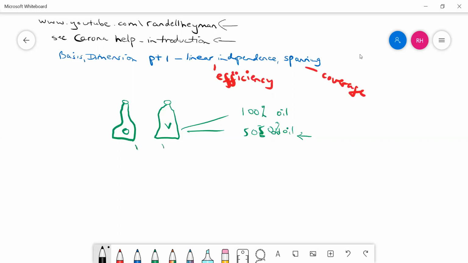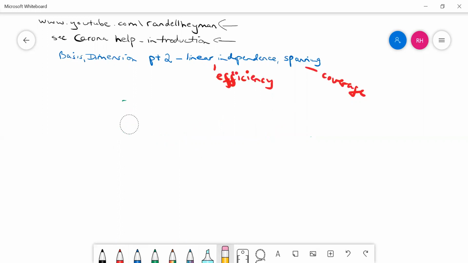So this is now, let's rub this bit out. I've already done one on part 1 of basis and dimension, and in part 1, I used these bottles of salad dressing to explain the idea, but now I want to talk about it in a more mathematically structured way. And we said that basis and dimension are dependent on two concepts, linear independence and spanning.